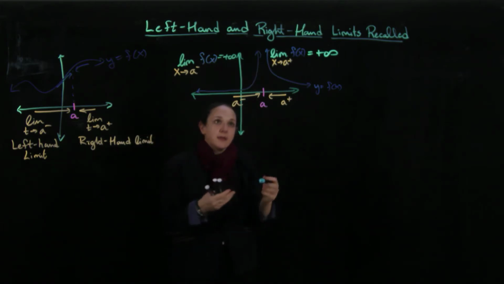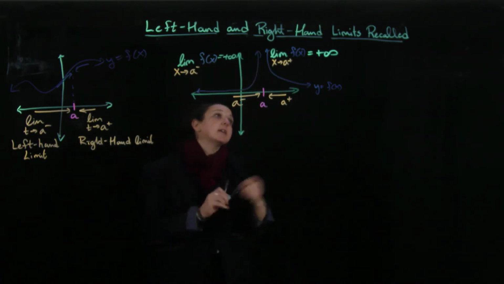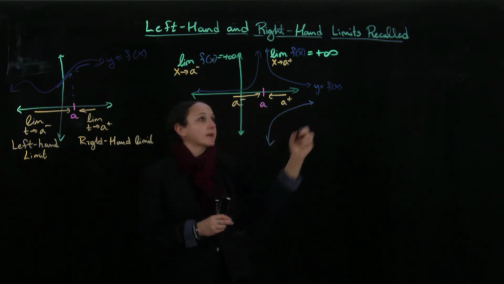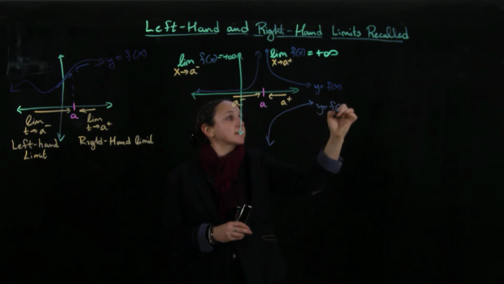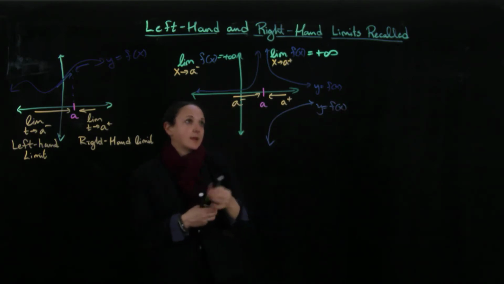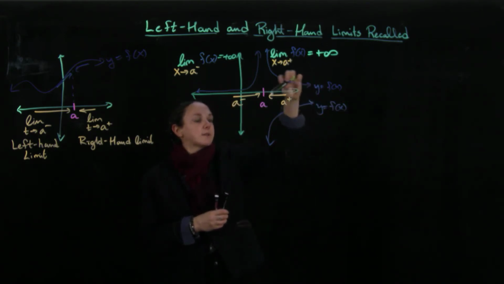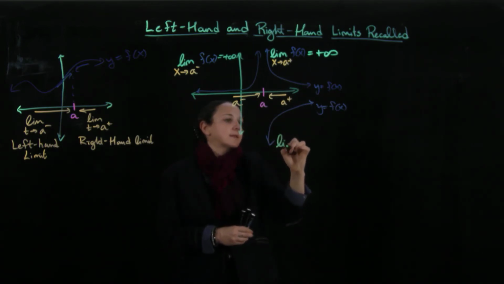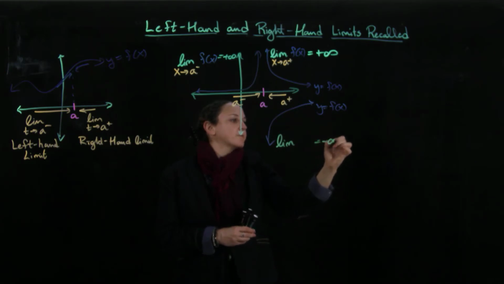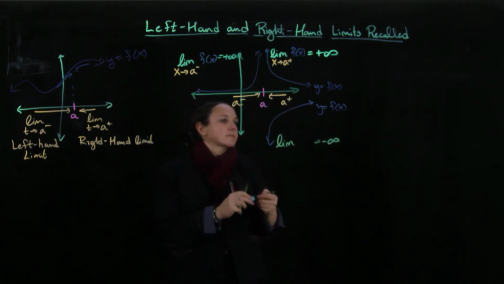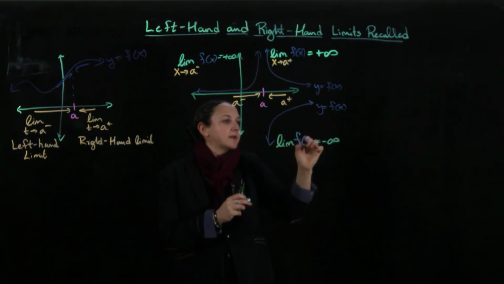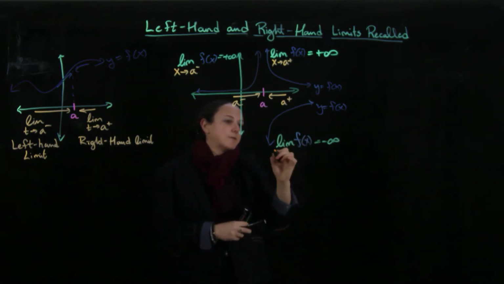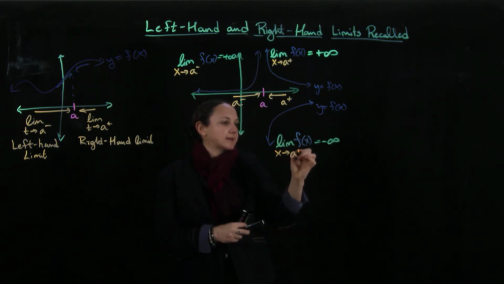And then what would happen if instead the graph of y equals f of x went like this? If this was my y equals f of x, then as I approach it from this side, the graph sinks down infinitely, so this limit is going to equal minus infinity. This is the limit of f of x as x approaches a from the right, which we write by putting a little plus there.